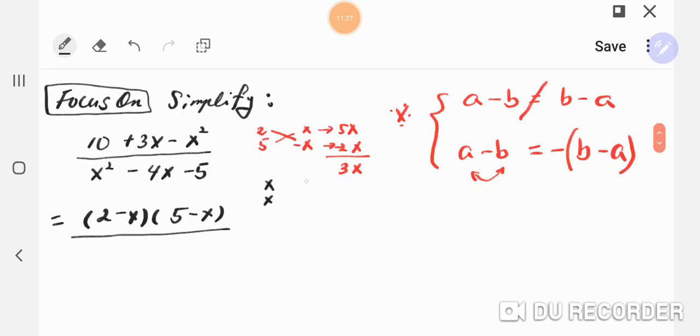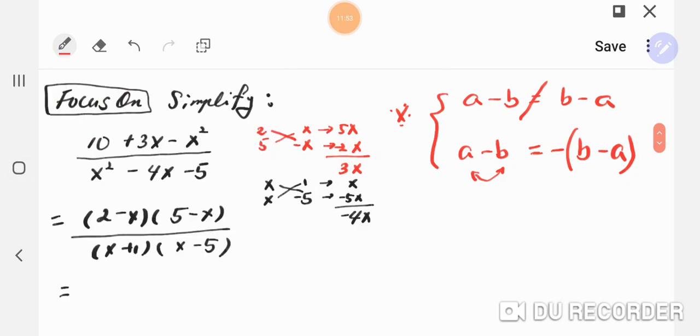Divided by the denominator, which is x times x. 5 is 1 times 5, and let's put the negative sign on 5. So this is just x. This one is negative 5x. The sum is negative 4x, which is the second term. So the denominator is x plus 1, x minus 5. Look at this fraction, this rational expression.